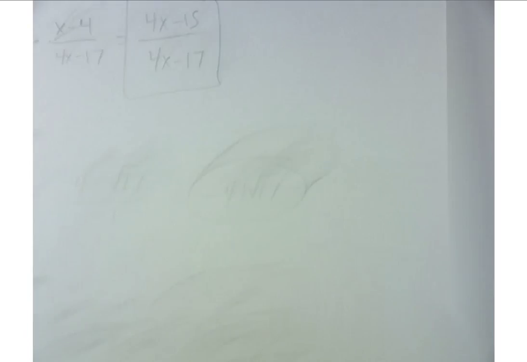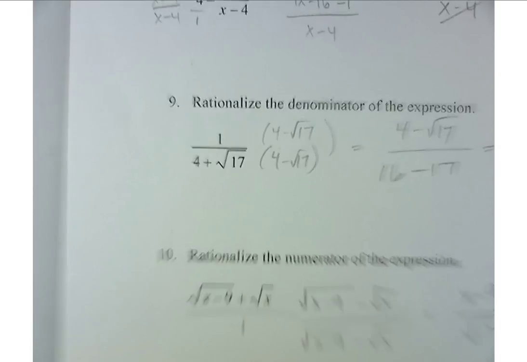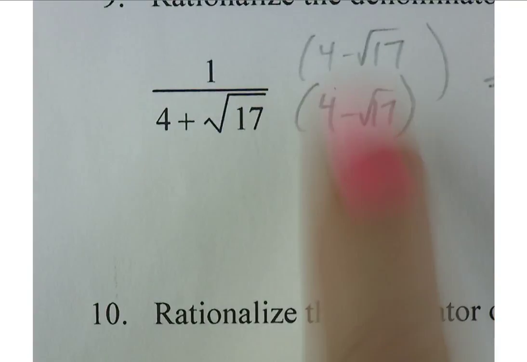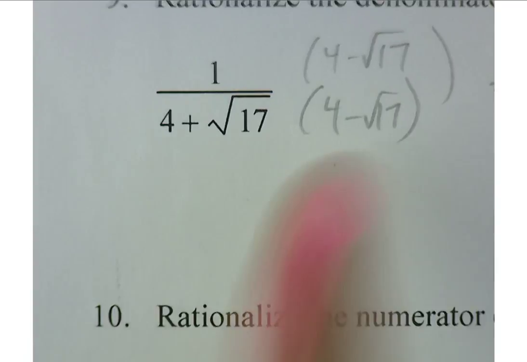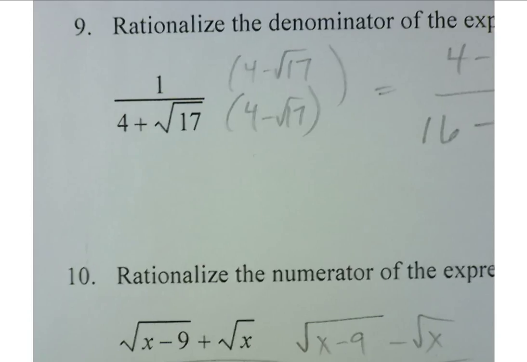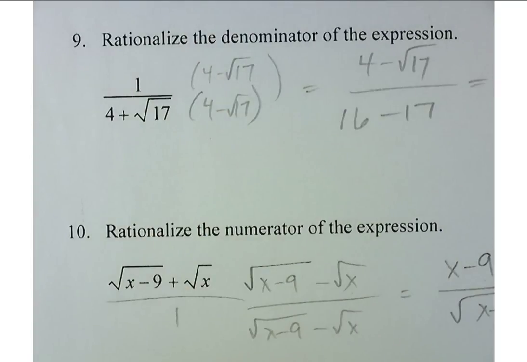Okay, so for number 9, we're going to rationalize the denominator of the expression. You have to multiply by the, what's this called? Conjugate. Okay, so you're going to multiply by the conjugate. Stay with me. So once you multiply by the conjugate, you're going to do that on the top and the bottom. And on the bottom, when you're multiplying, what strategy are you using? When you are multiplying those two, you're going to have to FOIL.